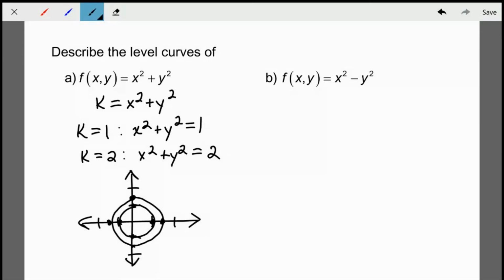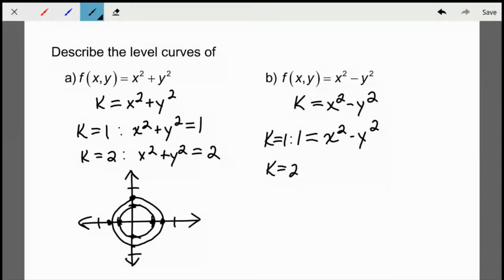So we have f of x y is equal to x squared minus y squared. Well, essentially, we would say k is equal to x squared minus y squared. So we could do, for example, 1 is equal to x squared minus y squared. That would be when k is equal to 1. And so that's a figure you should recognize. That would be a hyperbola. And then we can do the same thing with k is equal to 2. We could have 2 is equal to x squared minus y squared.